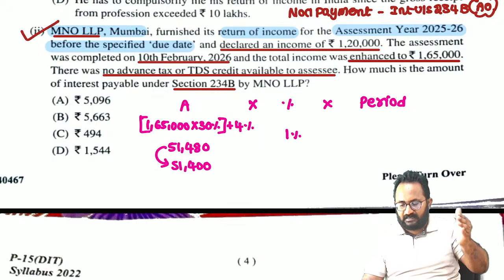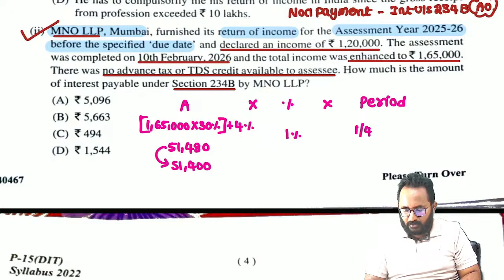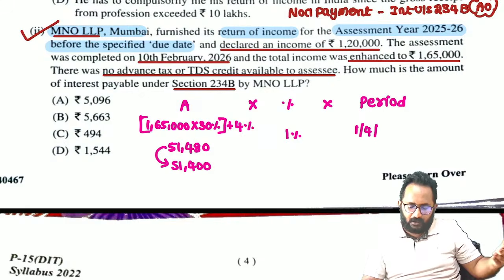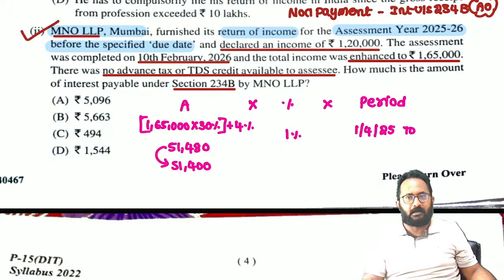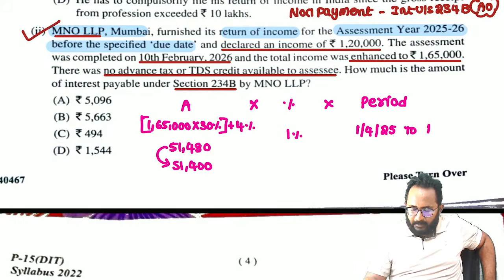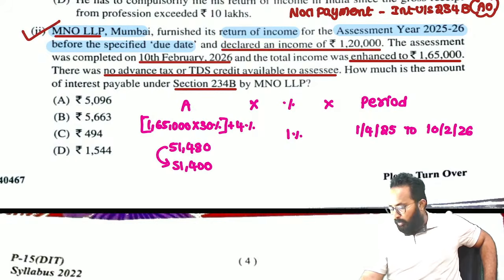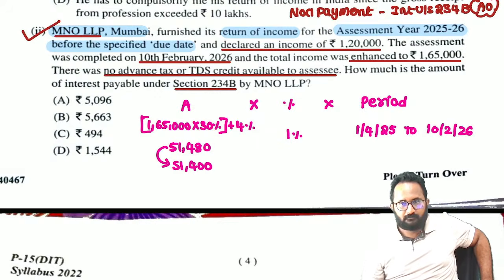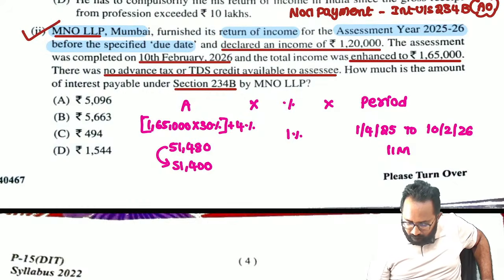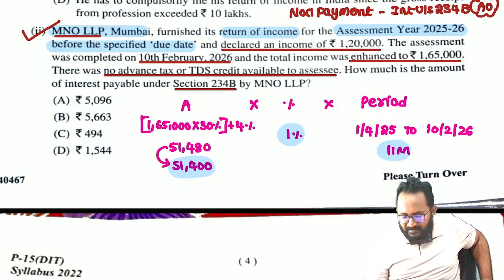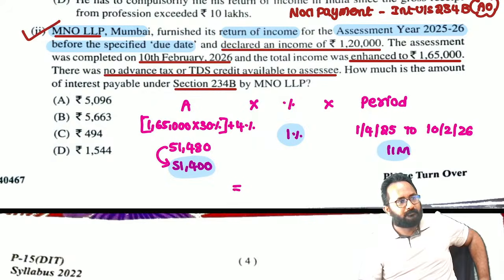Period, ma. First day of the assessment year 2026, yes, to the 10th February 2026. How many months? 11 months. Please multiply these three things. 51,400 into 1% into 11 months. How much will you get?